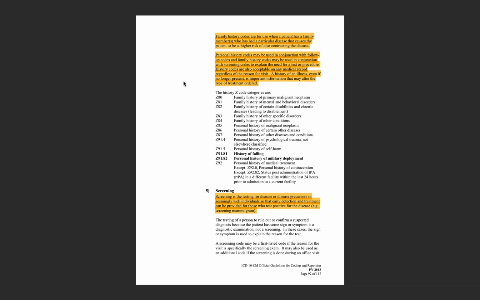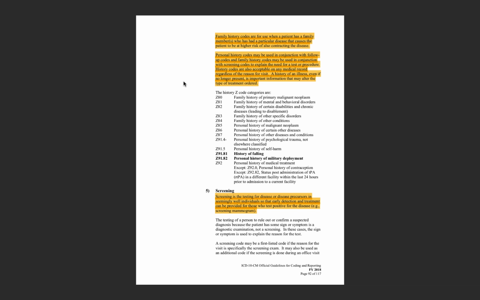Personal history codes may be used in conjunction with follow-up codes, and family history codes may be used in conjunction with screening codes to explain the need for the test or procedure. History codes are also acceptable on any medical record regardless of the reason for visit. It should probably go last in that case, though. A history of an illness, even if no longer present, is important information that may alter the type of treatment ordered.